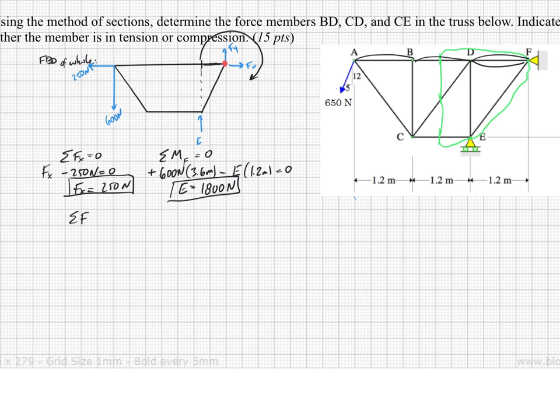So sum of the forces in the y direction equals 0. And let's see, we've got negative 600 newtons plus E, 1,800 newtons, plus Fy equals 0. So Fy is going to be negative 1,200, right? Negative 1,200 newtons.